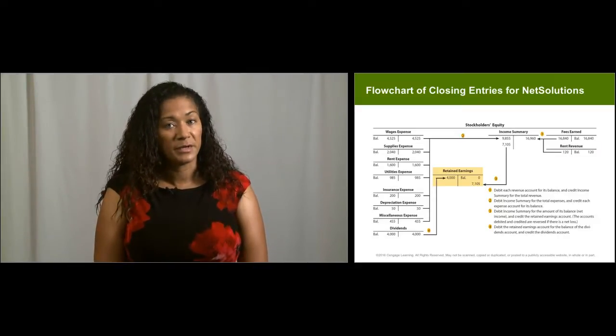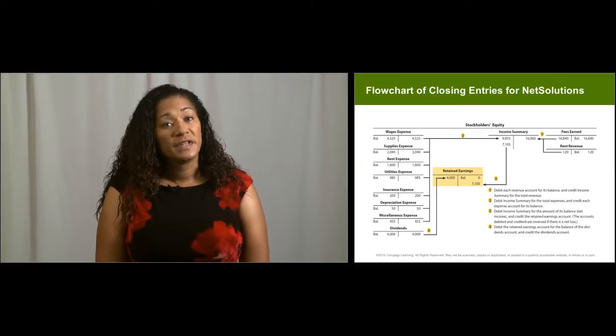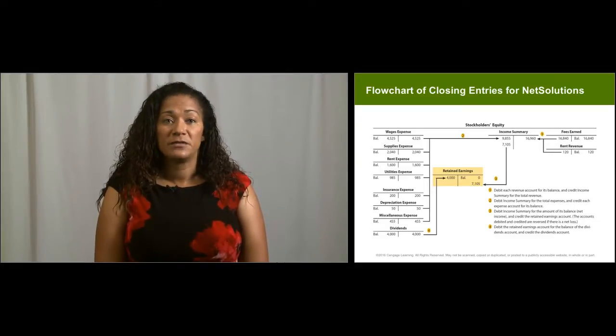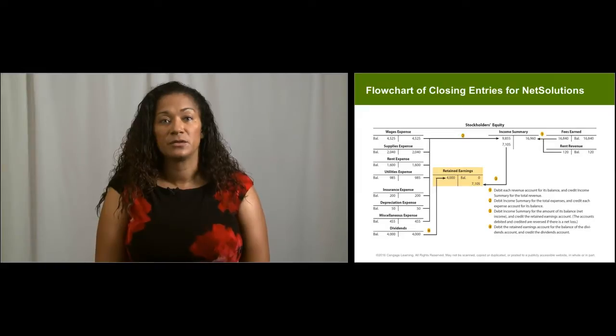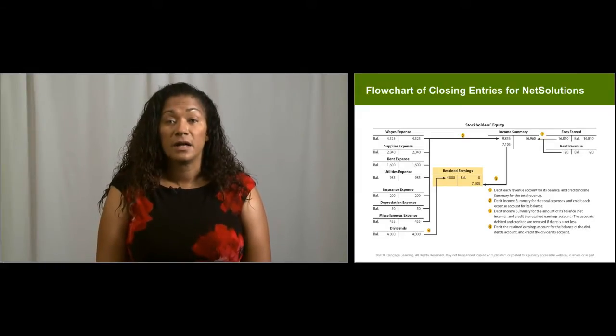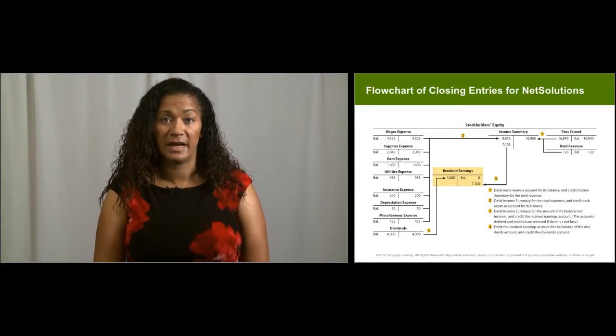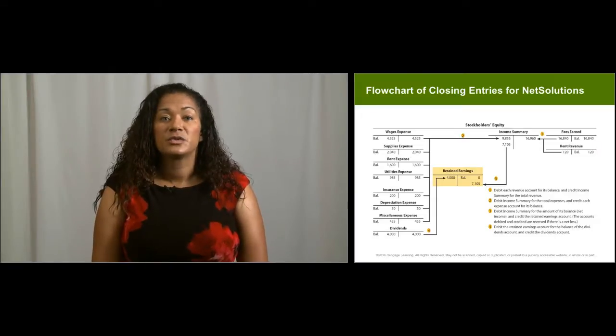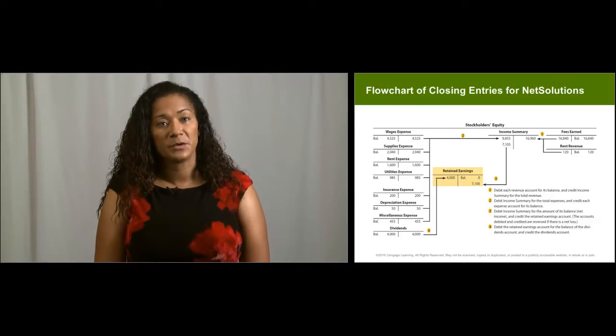To close these accounts, we need to create a journal entry to zero out the account by transferring the balance to income summary. The entry to close fees earned is to debit fees earned $16,840 and credit income summary by $16,840. This will zero out the credit balance in the account and transfer the balance to income summary.